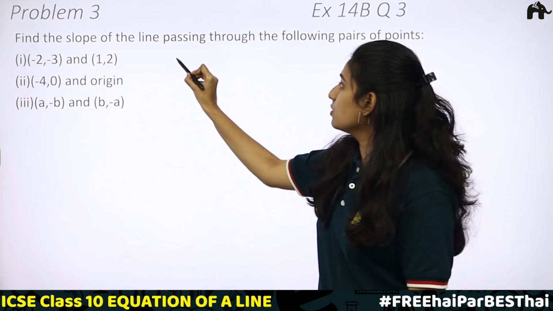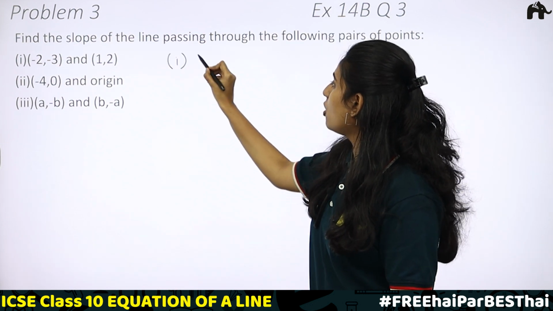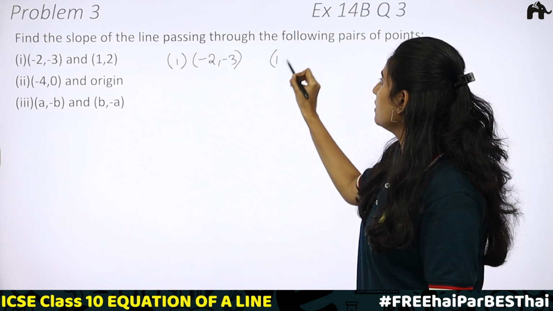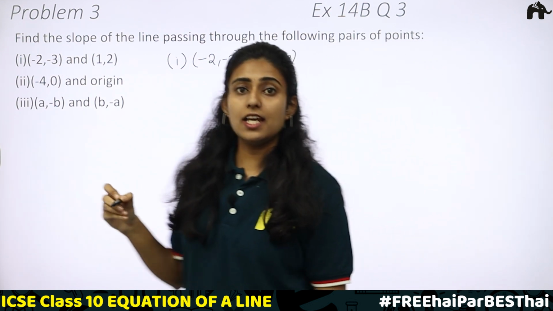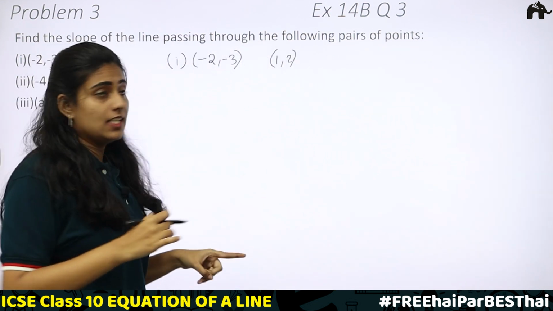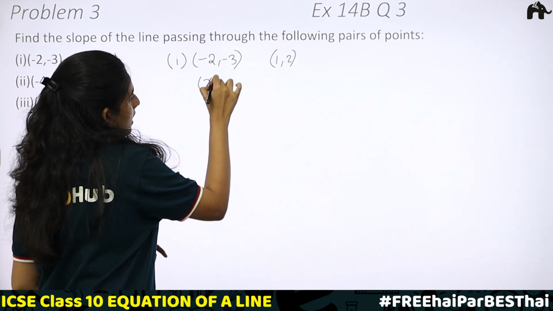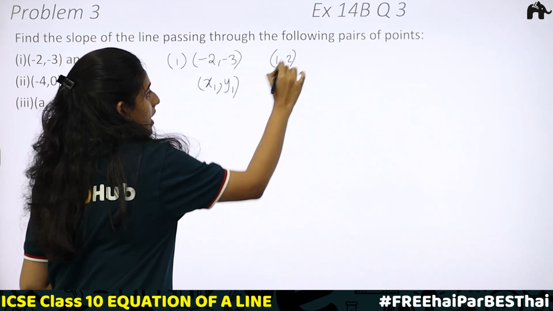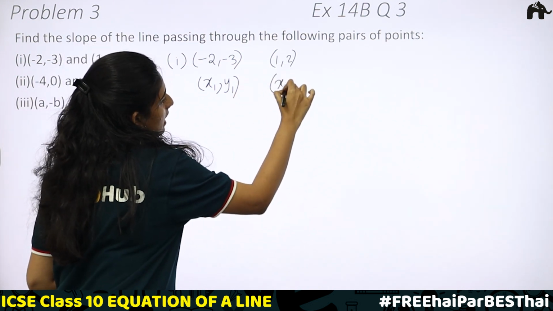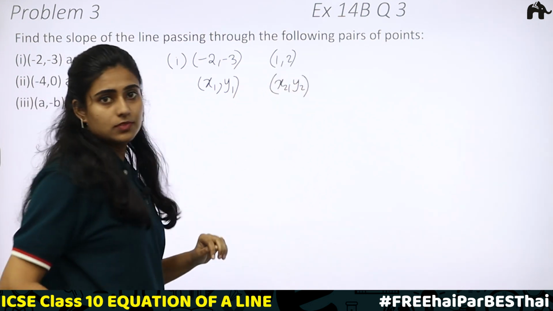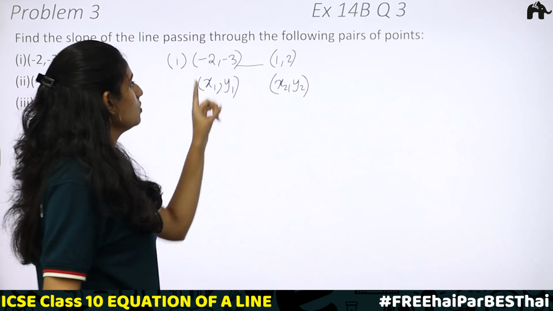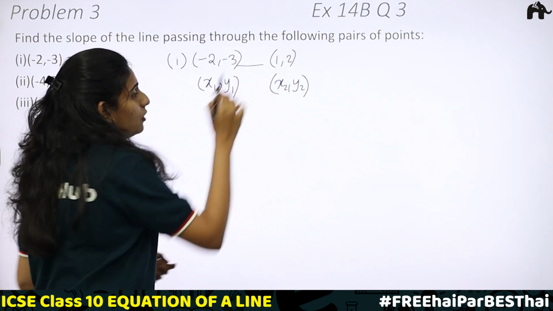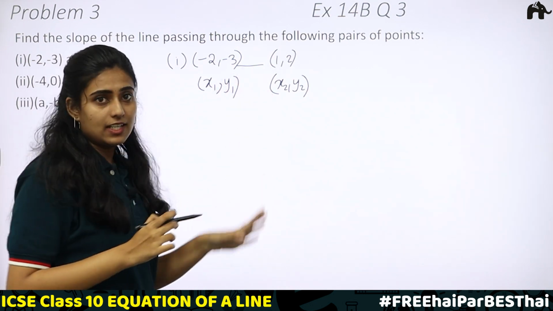Okay. The first question, we have points -2, -3 and 1, 2. Here, -2, -3 is the first point. We'll take the coordinates x1, y1. The second point is 1, 2. We'll take the coordinates x2, y2. So this is a line which passes through these 2 points. We are going to find the slope. What is the formula to find slope in this case when 2 points are given?